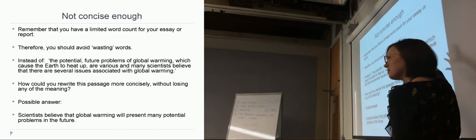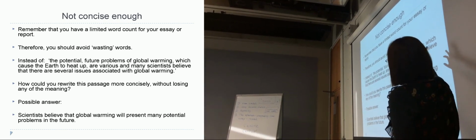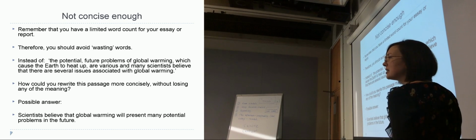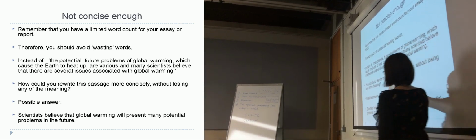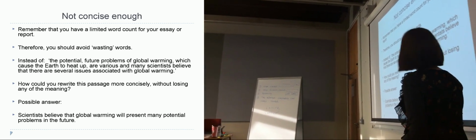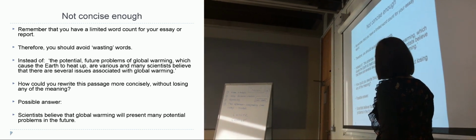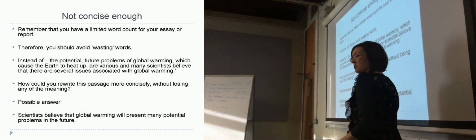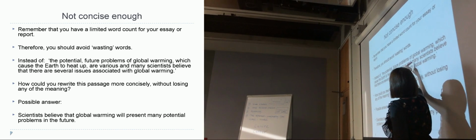What is wrong with this passage, first of all? I mean, it makes perfect sense. There's nothing wrong with it in terms of its meaning, but it's what we would call wasting words. Does anybody know why? Good. So potential and future mean very, very similar things, yeah? Good, yeah, global warming and the Earth heating up means pretty much the same thing, yeah? Various and many, yeah, good.